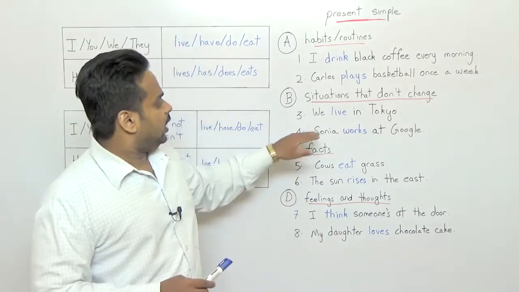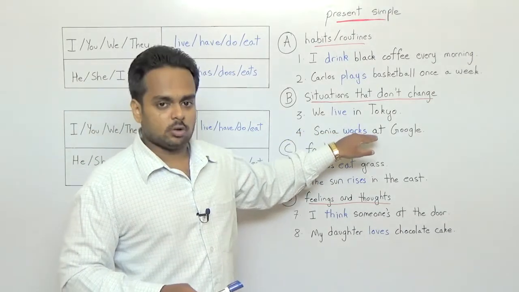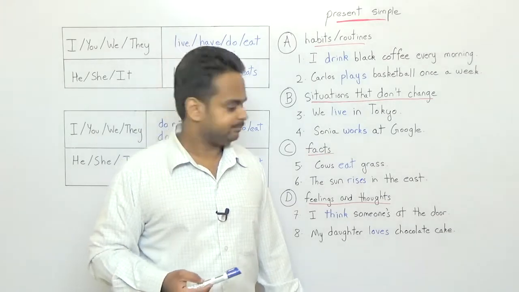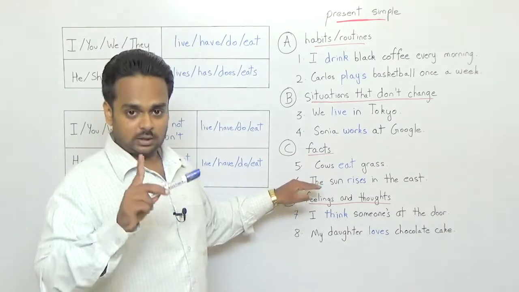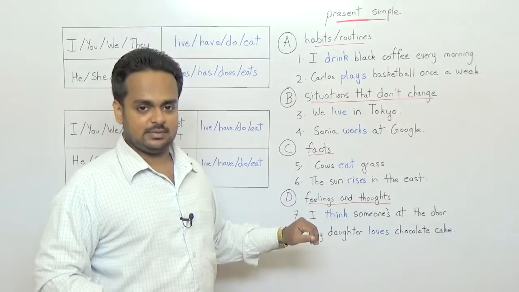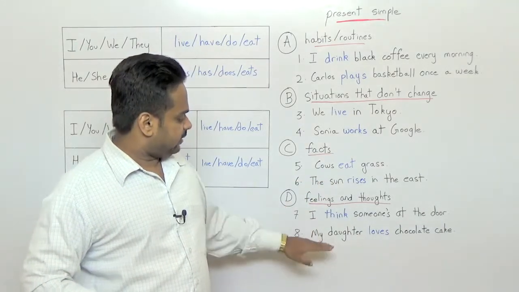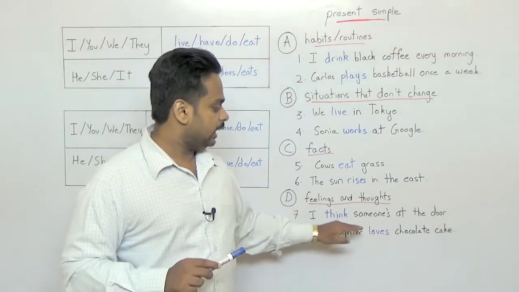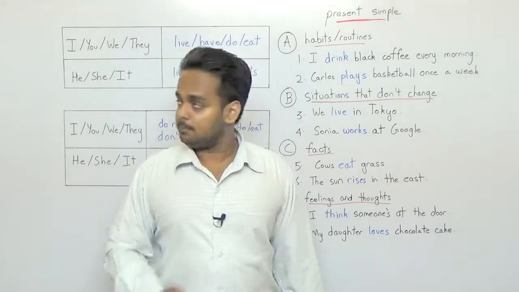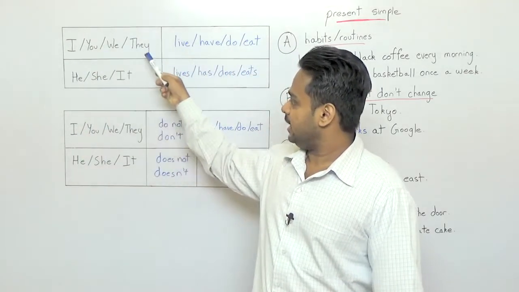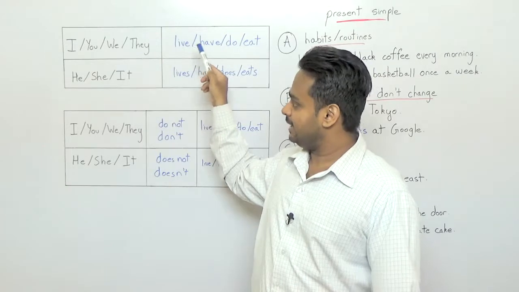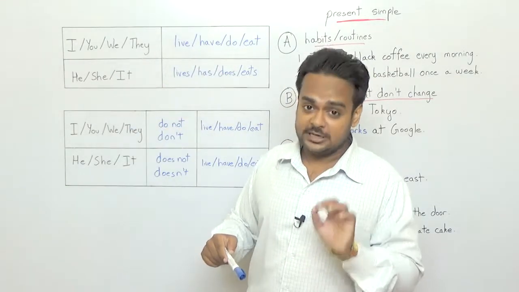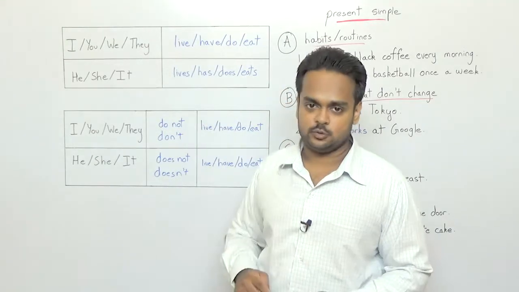Sonia works at Google. Again, Sonia is one person. Instead, we can say she works at Google. The sun, there's only one sun, so the sun rises in the east. And in this last example, my daughter is a singular noun, so my daughter loves chocolate cake. So remember, for I, you, we, and they, and any plurals, don't add S. For he, she, it, and singular nouns, add S to the verb.